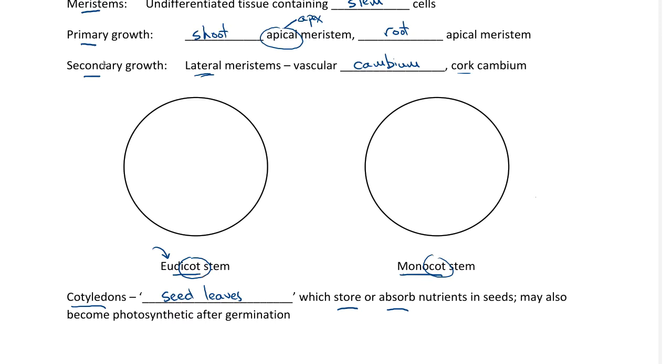Eudicots can grow with primary growth and secondary growth. In other words, they can get wider, whereas monocots in general don't exhibit secondary growth. So they don't have these two types of lateral meristems. They don't have vascular cambium, they don't have cork cambium.